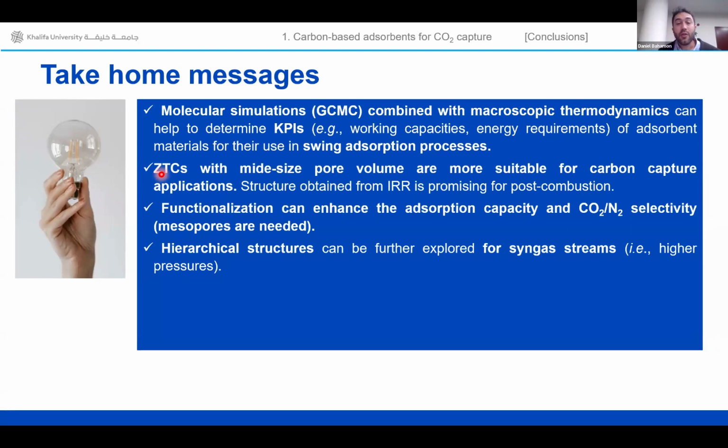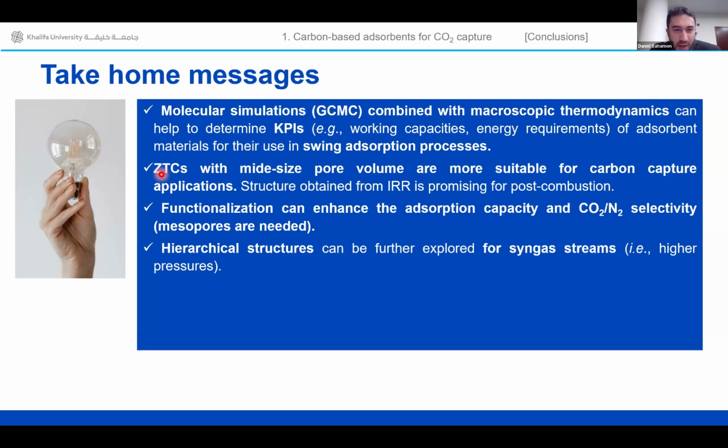Importantly here is to mention that the functionalization, of course, can enhance the absorption capacity and the selectivity. But for this, I would recommend to use mesopores or hierarchical materials to allow the amines to have some free space to move and also have space to absorb the upcoming CO2.